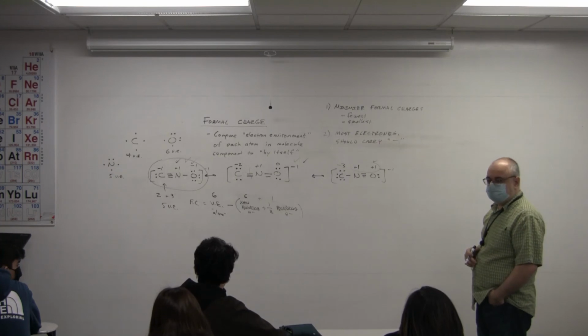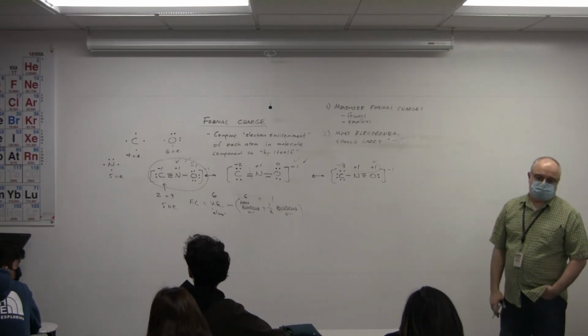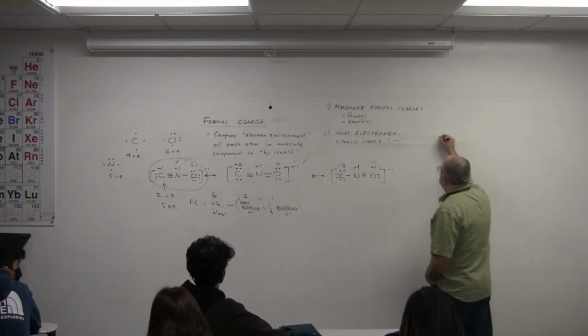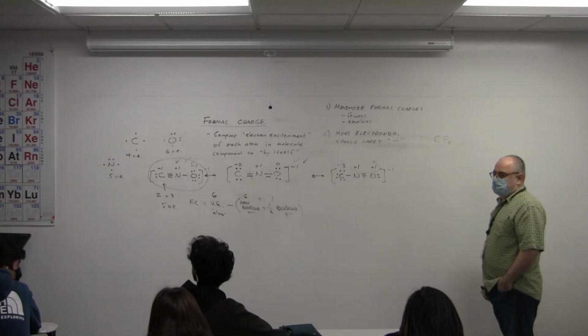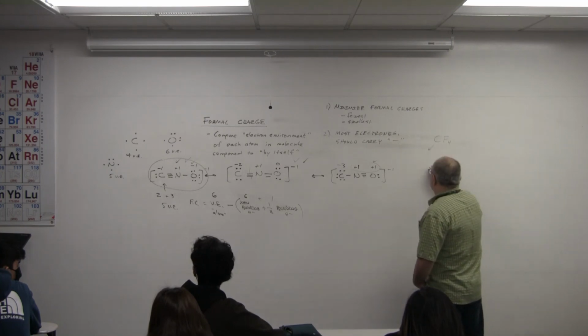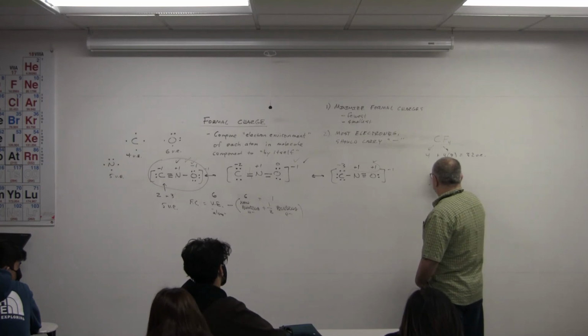Now let me show you how this rules in and rules out some obvious things. Take a look at CF4. If we did the Lewis structure for CF4, we get 4 for carbon plus 4 sevens, that's 32. And if we drew it the way we were going with symmetry the other day, it would very quickly come to this picture.